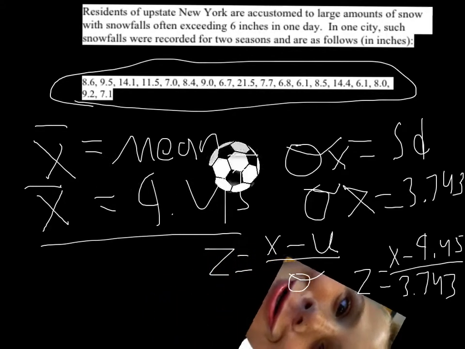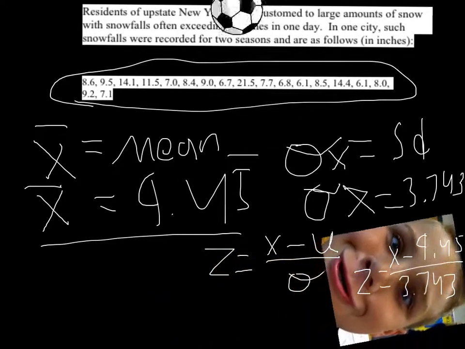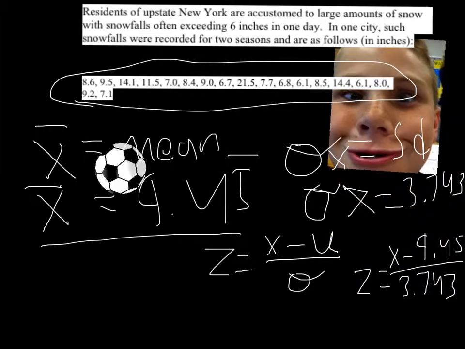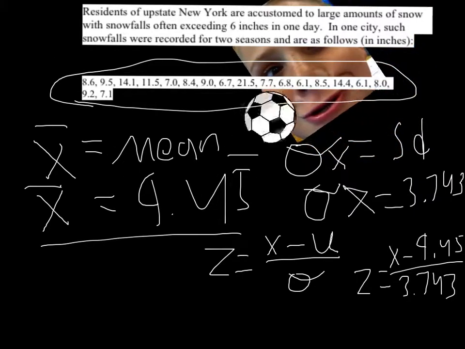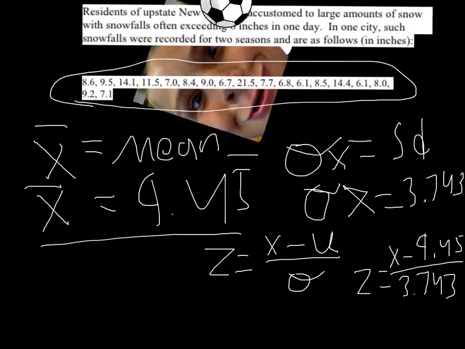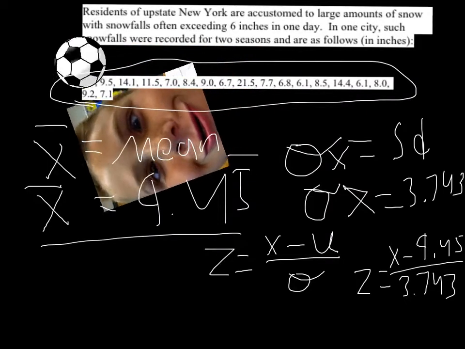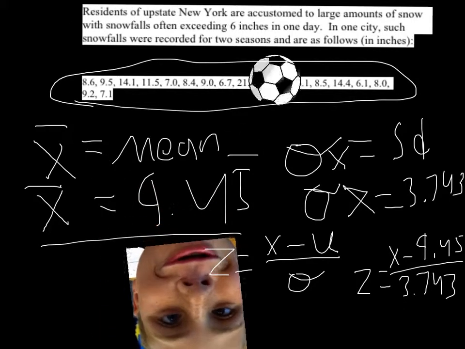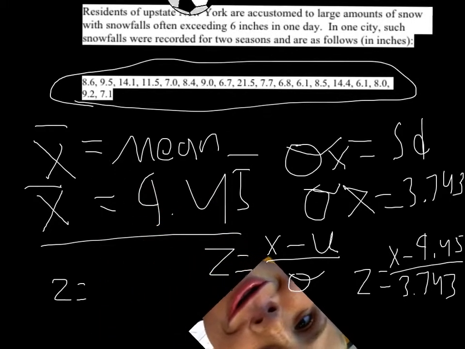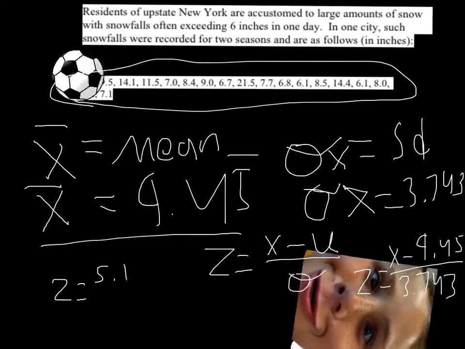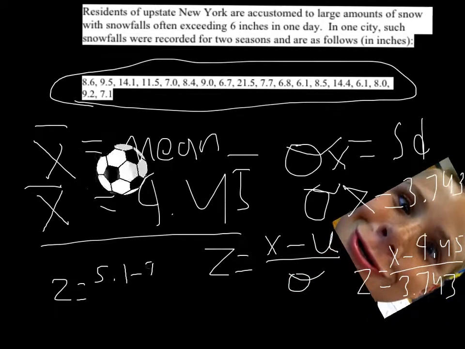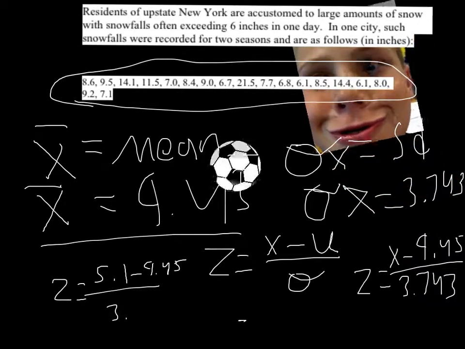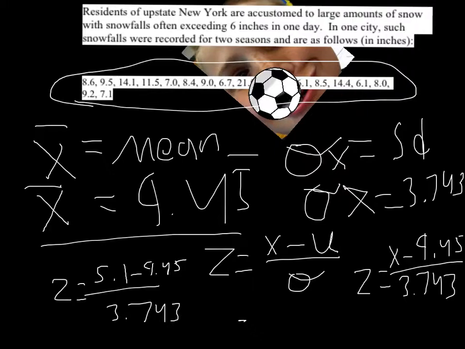So next, I will make a problem. For this example, we're going to use 5.1 inches because that's just what we're going to plug in for the z-score. So the z-score for 5.1, to find that, you'll have to plug in 5.1 for x. So z equals 5.1 minus 9.45 over 3.743.